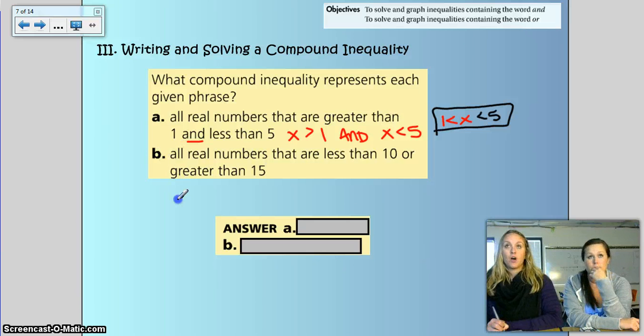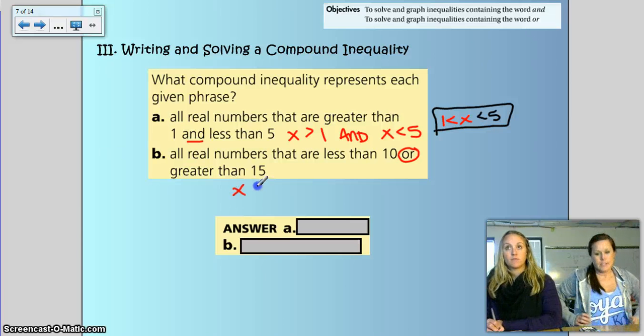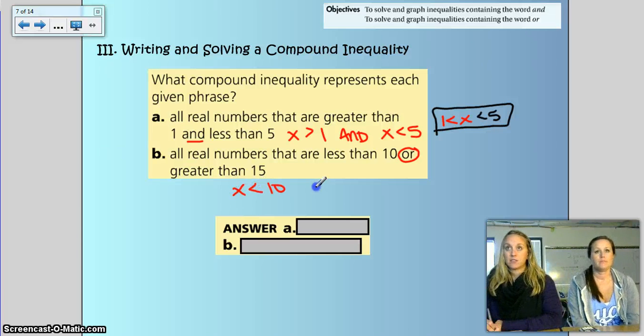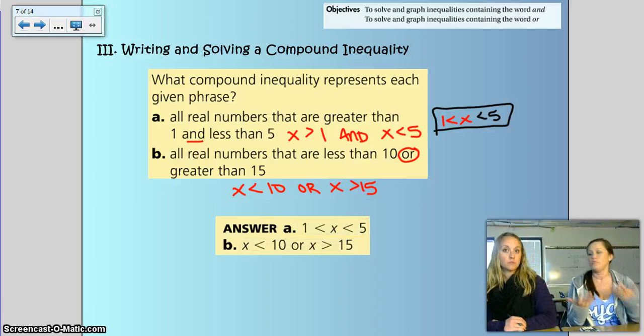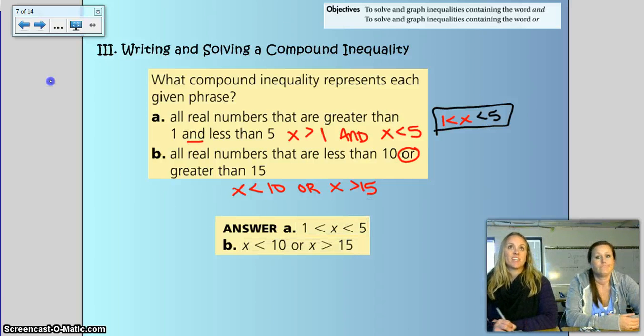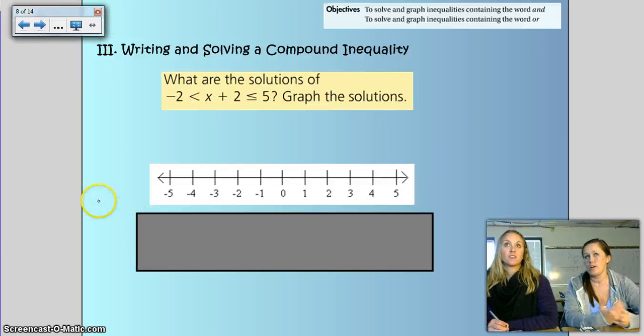Next. All real numbers that are less than 10 or greater than 15. So I'm going to have 2 separate ones here because it's an or. X is less than 10. Do it as it says. Or x is greater than 15. There's no number that's less than 10 that's also bigger than 15, so you have to have 2 there. And we didn't have to graph those, but now we do.